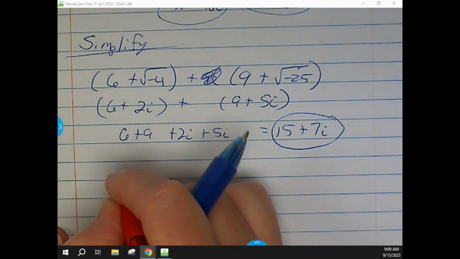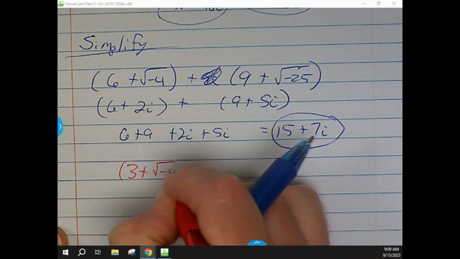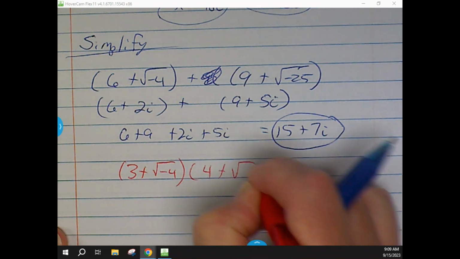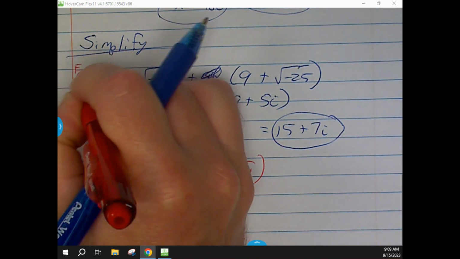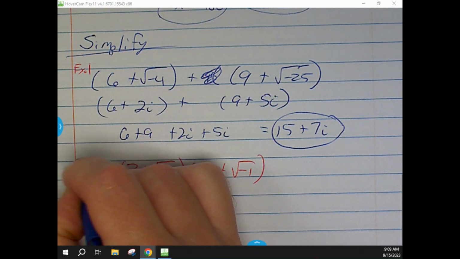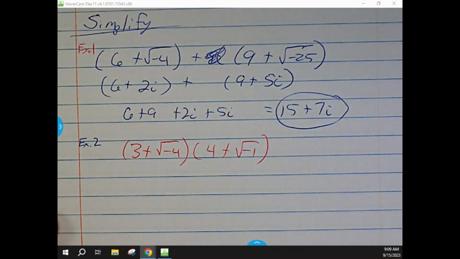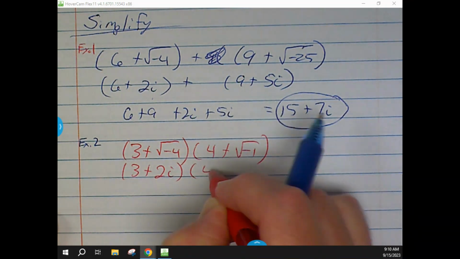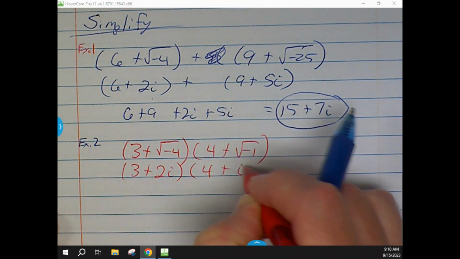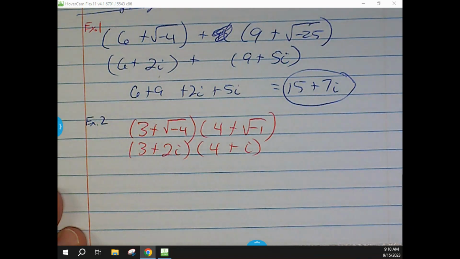So it may be that you have something like this where you're doing 3 plus the square root of negative 4 times 4 plus the square root of negative 1. We're still basically doing the same thing. It's just a complex number. It's just the square root's there instead of the i term being there. But again, still do the same thing. Square root of negative 4 would be 2i. Square root of negative 1 would be 1i or just i. And then from there, we'll do our full method.